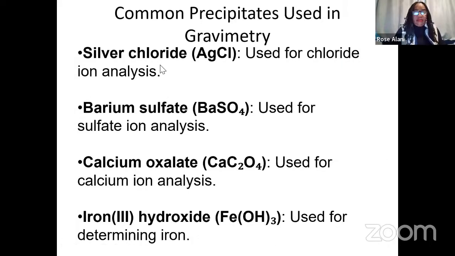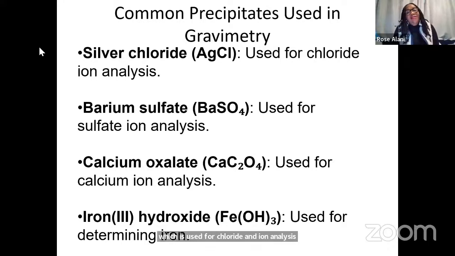These are the different common precipitates used in gravimetry. One is the one we just discussed, silver chloride, which is used for chloride ion analysis. Then we have another precipitate, barium sulfate, used for sulfate ion analysis. We have calcium oxalate, used for calcium ion analysis. We have iron(III) hydroxide, which is used for determining iron in a sample.